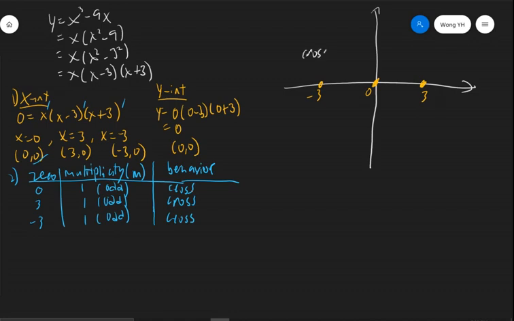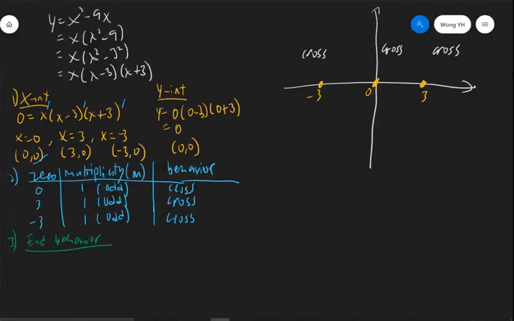So here is a crossing at this point, here also crossing at this point, and also crossing at this point. All right, that is the second piece of information that we have found out. The third piece of information that we can find is known as the end behavior. So the third one, I just call it the end behavior.